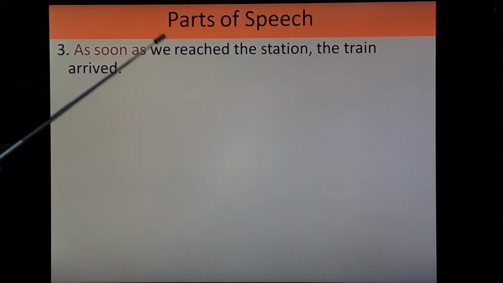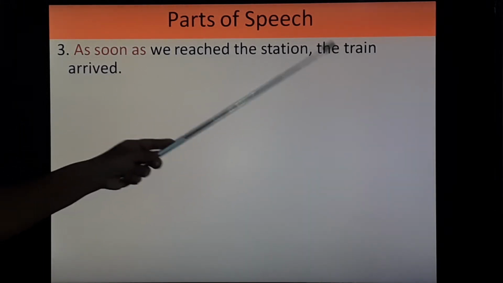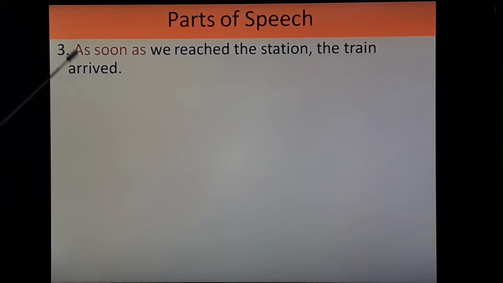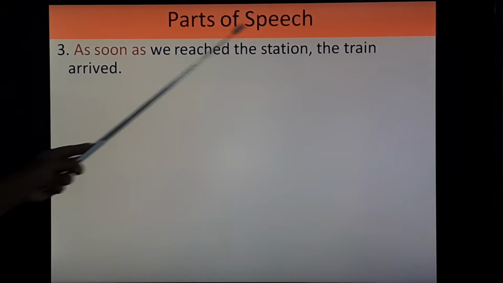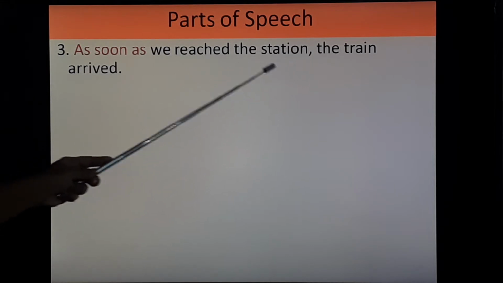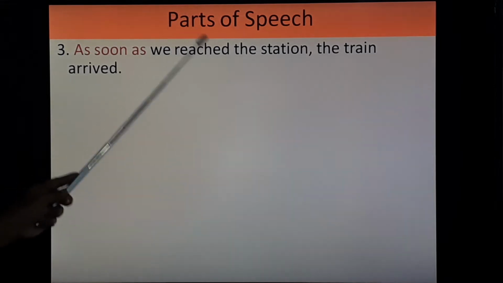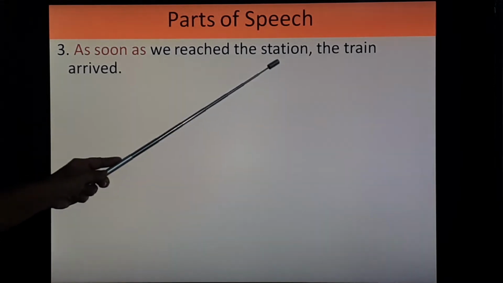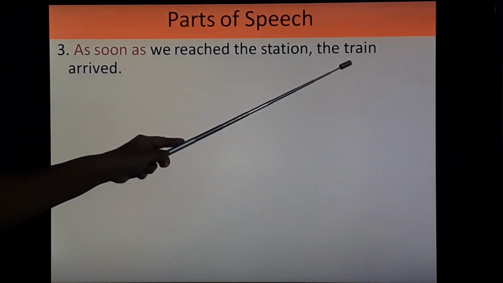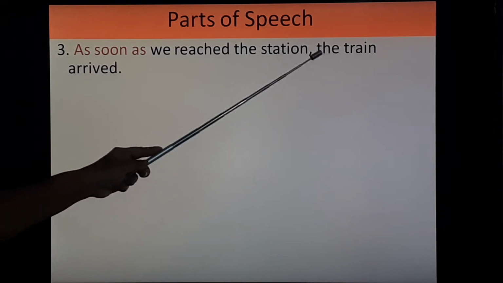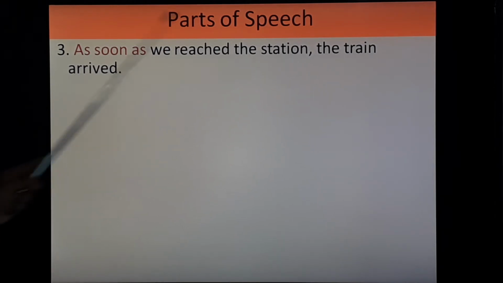As soon as we reach the station, the train arrived. So here as soon as comes in the beginning. That is why a comma is given after the subordinate clause. Here, we reach the station is the subordinate clause, and after that the principal clause starts, and between both of them there is a comma because as soon as is given in the beginning.